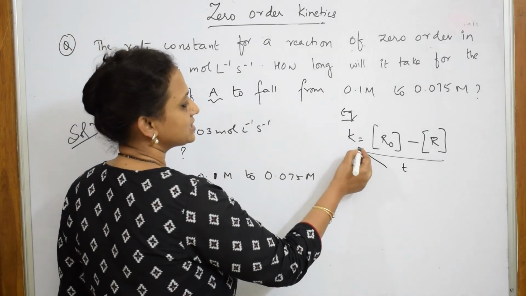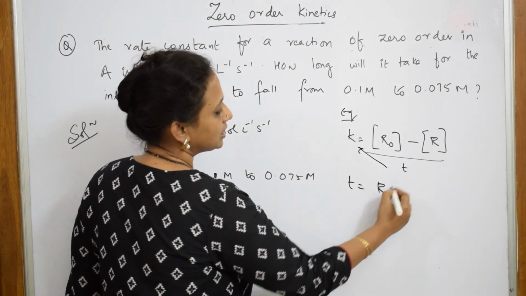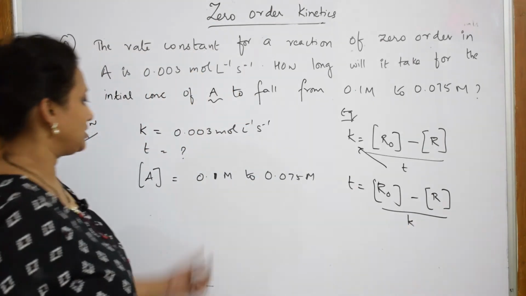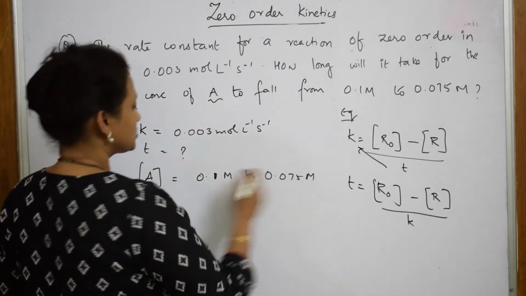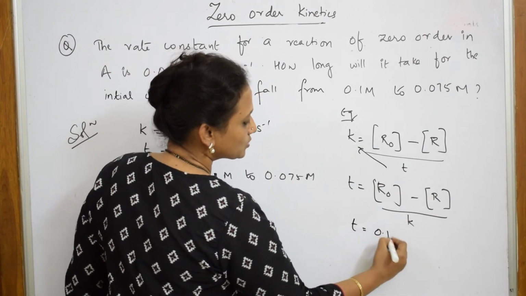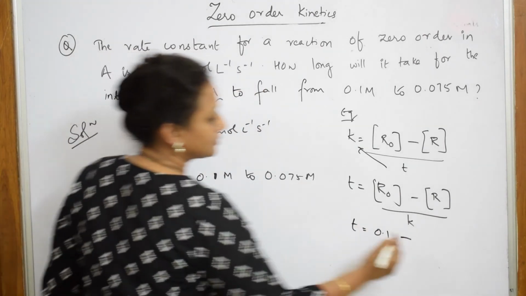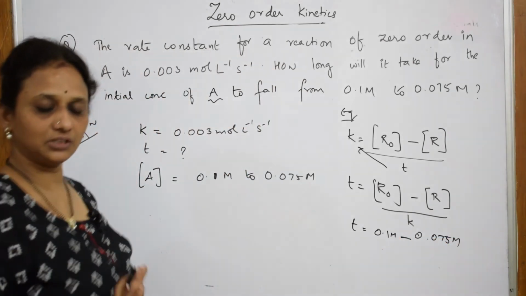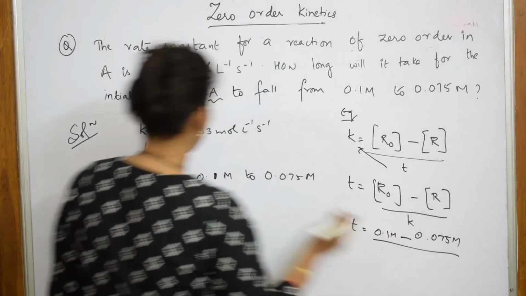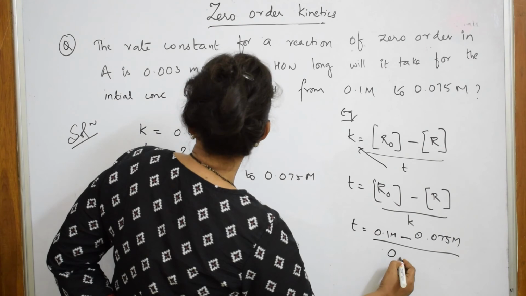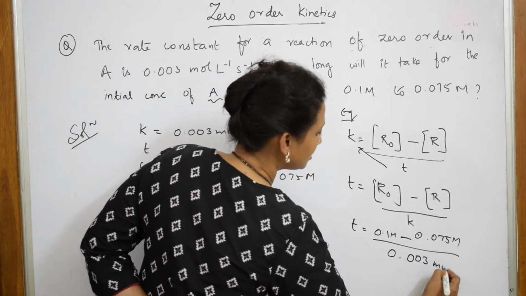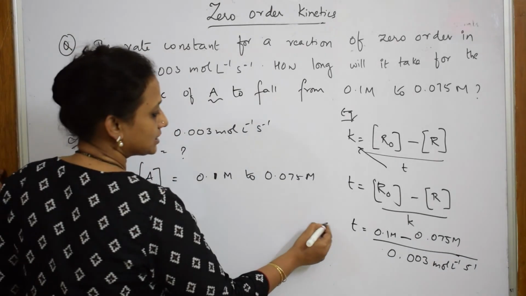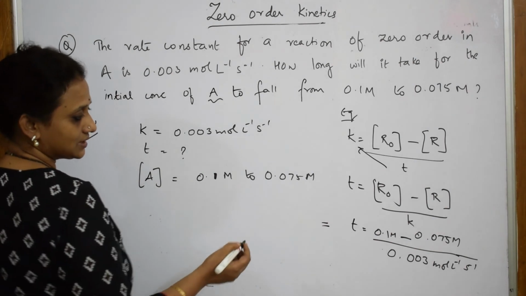It's cross multiply. It's a very simple numerical basically. K is equal to R naught minus R divided by t. Now substitute the values. R naught from this to this, isn't it? So R naught was 0.1 minus 0.075 molar. Try to put this molar so that you're complete with the numerical, divided by the rate constant value given, 0.03 mole liter inverse second inverse. So when I solve this particular question, I think you'll be getting an answer now.